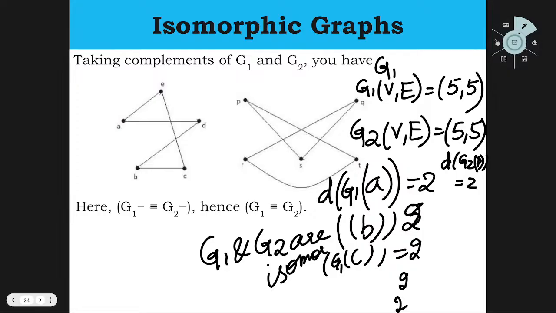Clear? This is a compulsory question. Just remember it. Simple things you have to remember: the number of vertices, the number of edges, and the degree of all the vertices. Right?